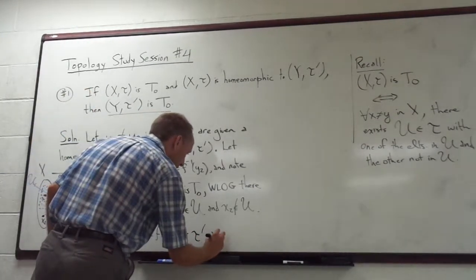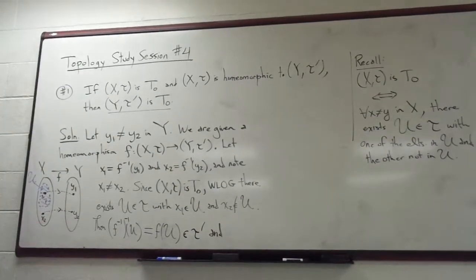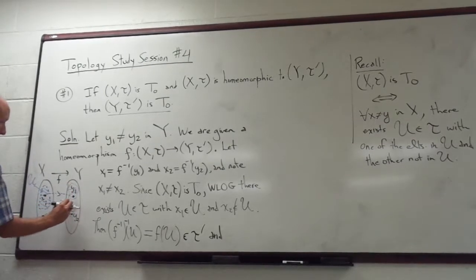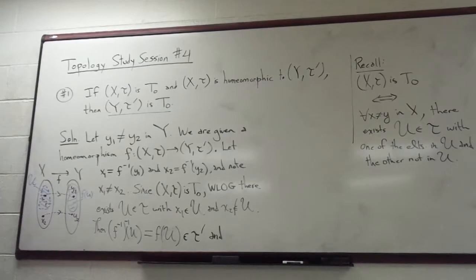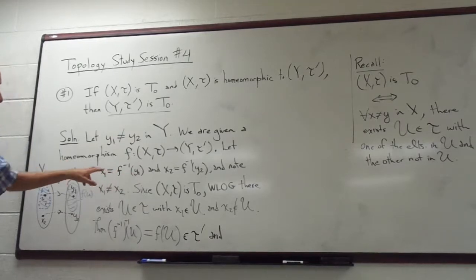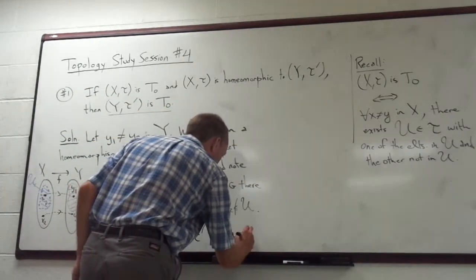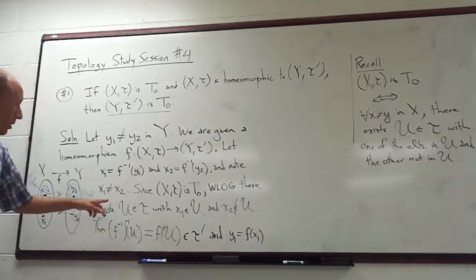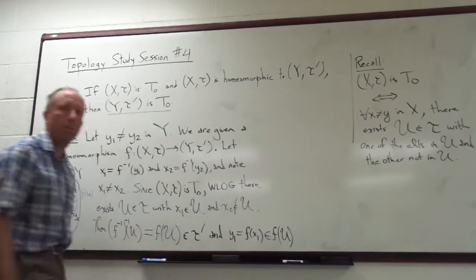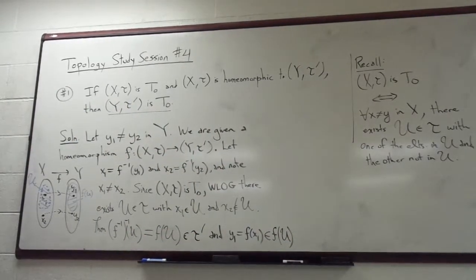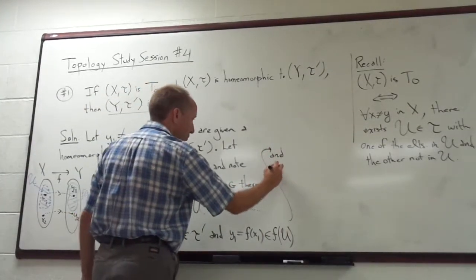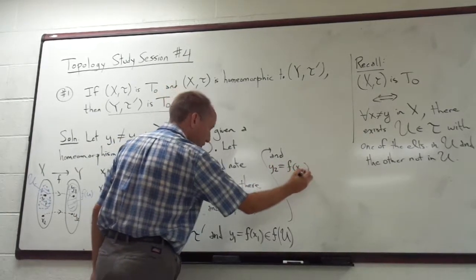And in addition to that, let's see, does this set do what we want it to do? Well, the f of u we're hoping is something like this. So is y1 inside of it? Well, what is y1? y1 is f of x1, and x1 is in u, so this is an element of f of u. And y2 is equal to f of x2.